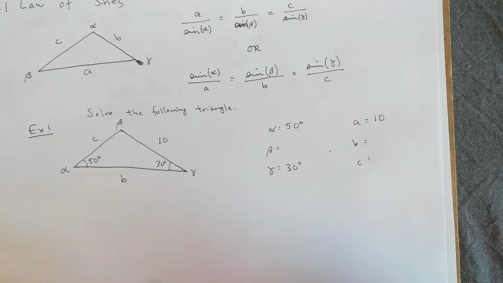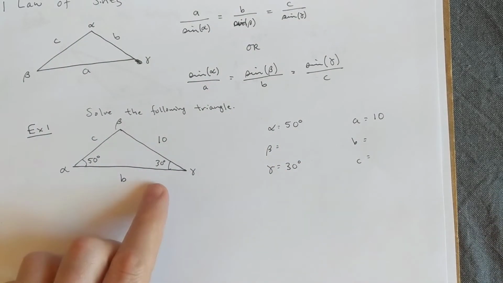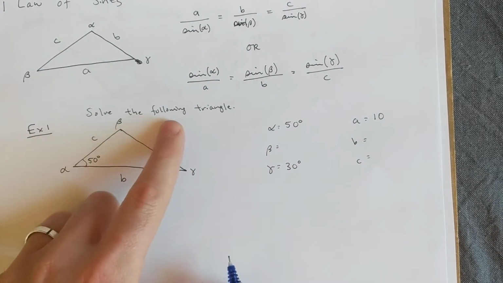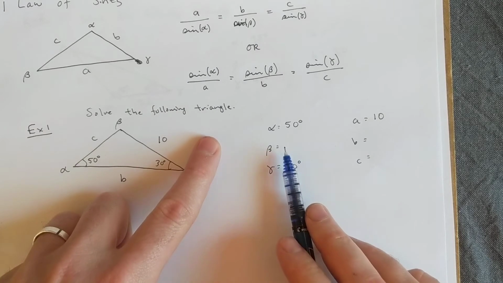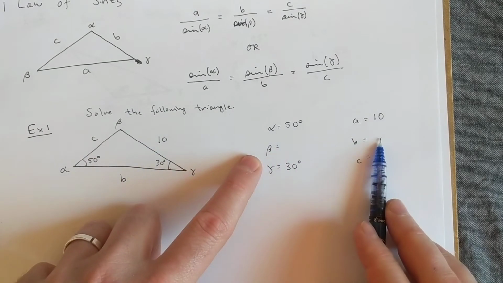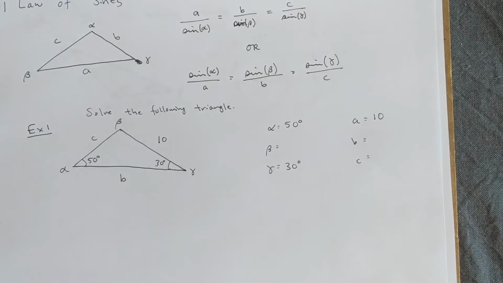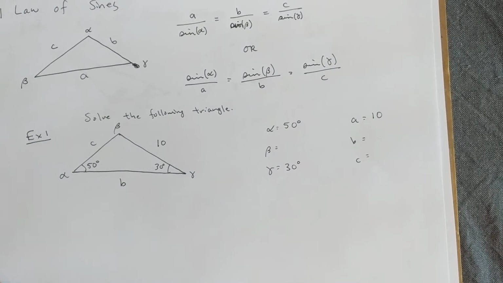So things we can't use anymore are like the Pythagorean theorem. But the next thing we're looking at is law of cosines, which is sort of a general Pythagorean theorem for all triangles. But let's solve this. When I say solve a triangle, I mean find all the missing angle measures, find all the missing side measures. And so let's find these.